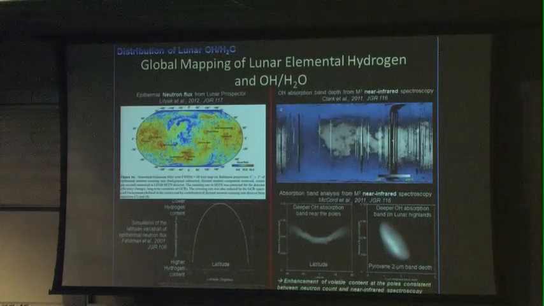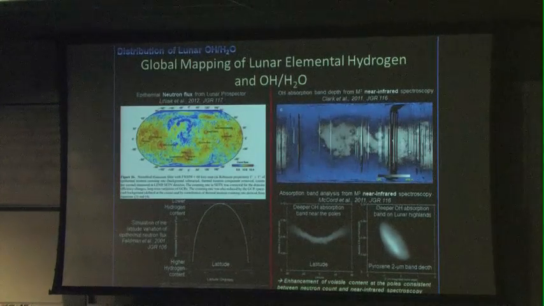There are similarities, for example, the enhancement of volatiles at poles. This is similar in both maps. Also, the variation as a function of latitude. This lower left graph is the neutron count as a function of latitude, which is the opposite of the hydrogen content. And this is similar to the depth of the OH band at 3 micrometers.